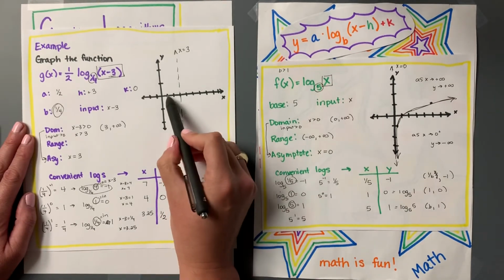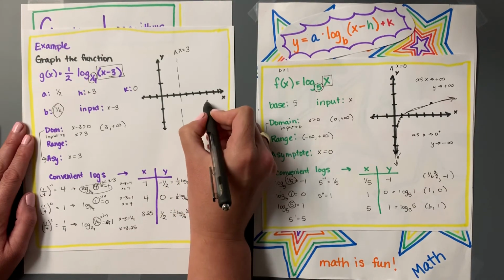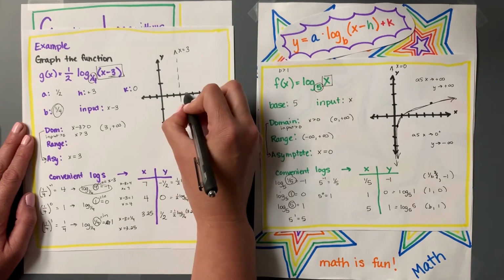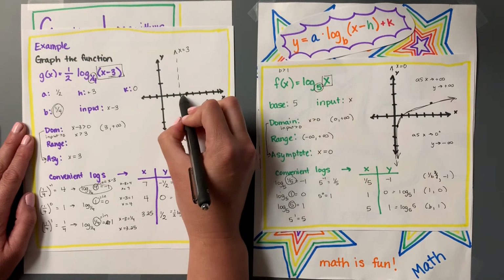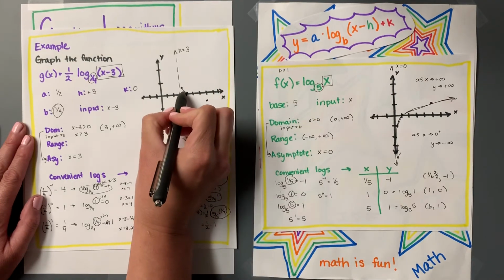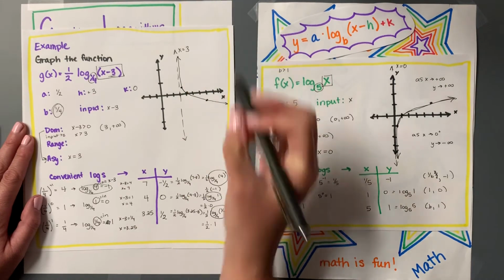So now I'm going to graph these 3 points. I have (7, negative 1/2), (4, 0), and (3 1/4, 1/2). And my graph looks like that.